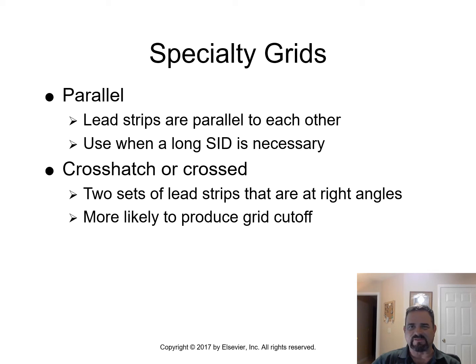the crosshatched grids. They're also called a crossed grid. There are actually two grids with the lead strips at right angles to each other. These grids are described as parallel or crosshatched grids. They're desirable due to the fact that they have an effective ratio that is greater than the ratios of the two grids combined.